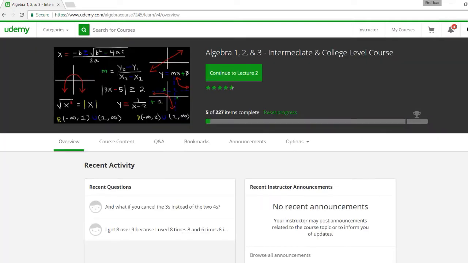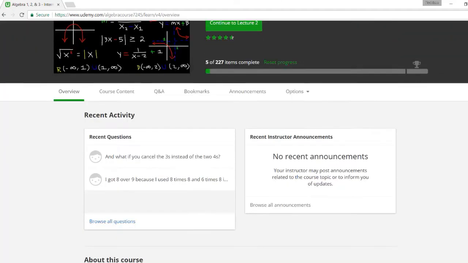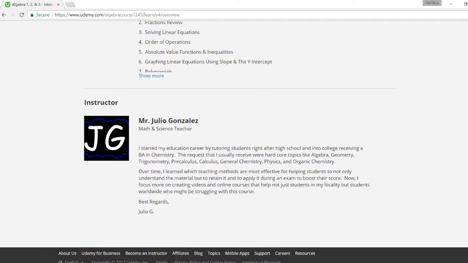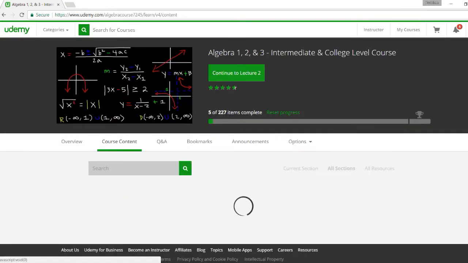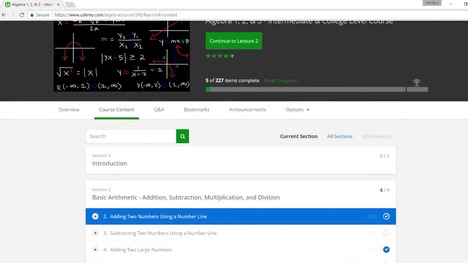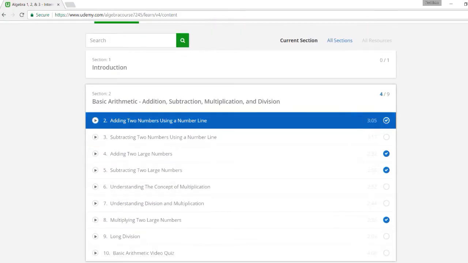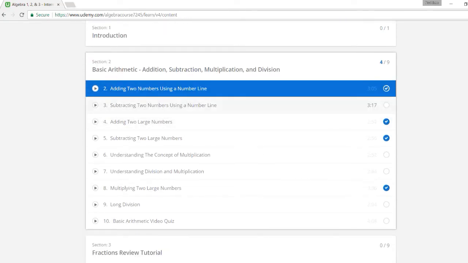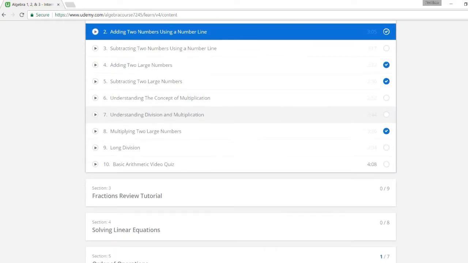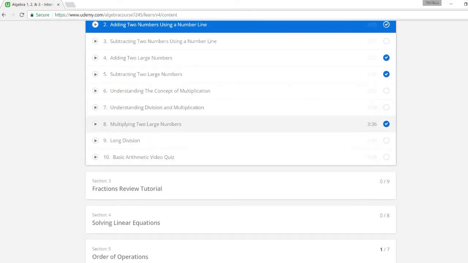So if you select that option, and if you decide to go to course content, you can see what's in this particular course. So the first section, basic arithmetic, for those of you who want to focus on addition, subtraction, multiplication, and division. And it has a video quiz at the end. It's a multiple choice video quiz. You can pause it, work on the problems, and see the solutions.